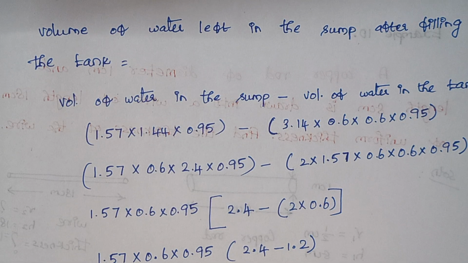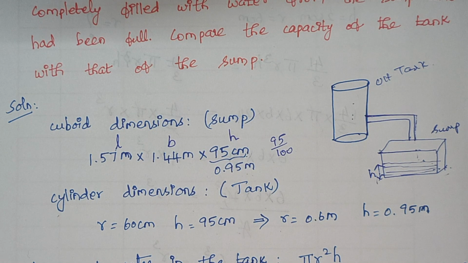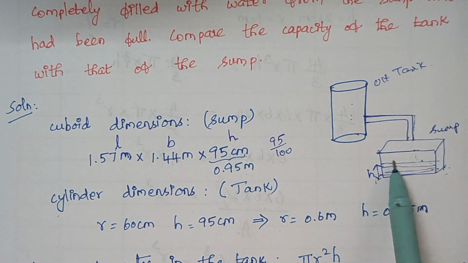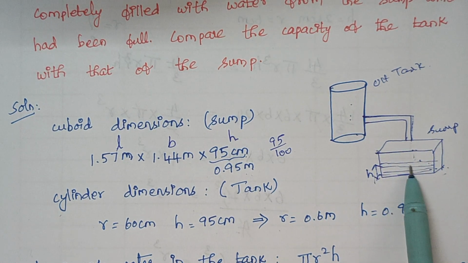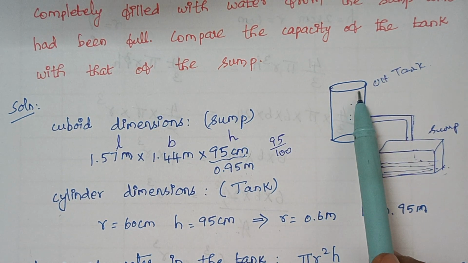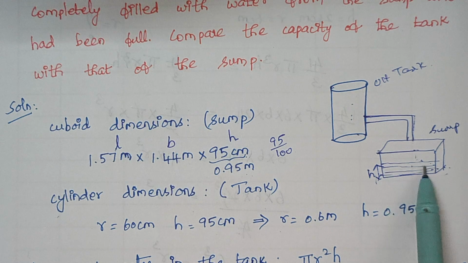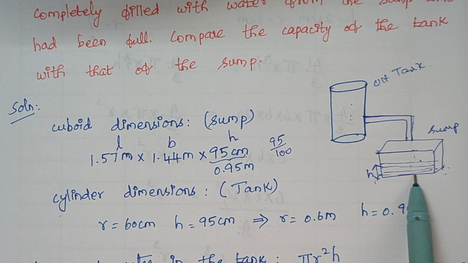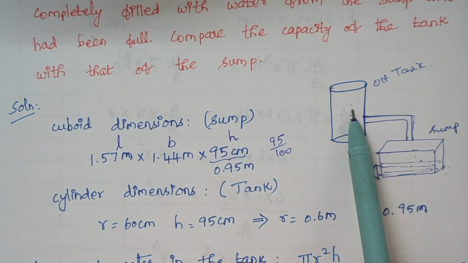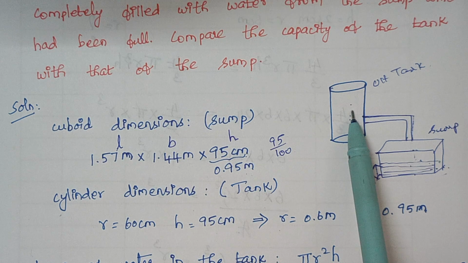Now to find the volume of water left in the sump, that is, the volume of water left in the cuboid. Again, when you look back at the diagram, you see we are pumping water from this cuboid to this tank. Here the cuboid capacity is more, because even after filling this tank with water completely, this sump has some water in it. Therefore, this sump has the higher capacity and this tank has considerably lesser capacity.